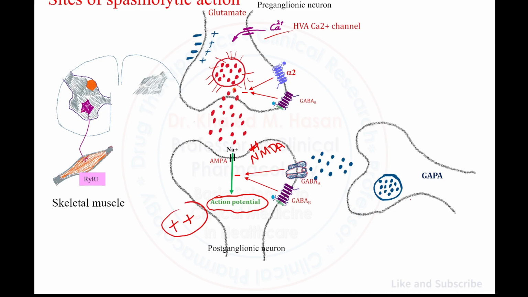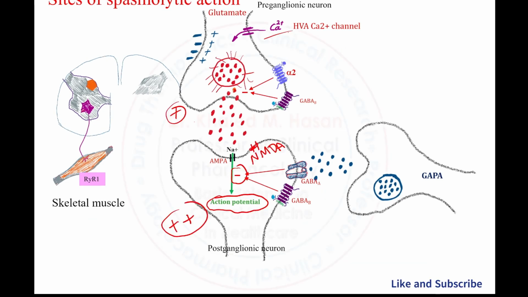On the other hand, we have GABA. GABA exerts the control of inhibitory effect. You can see it here. So we have a stimulatory effect from the glutamate, and we have an inhibitory effect from the GABA interference.